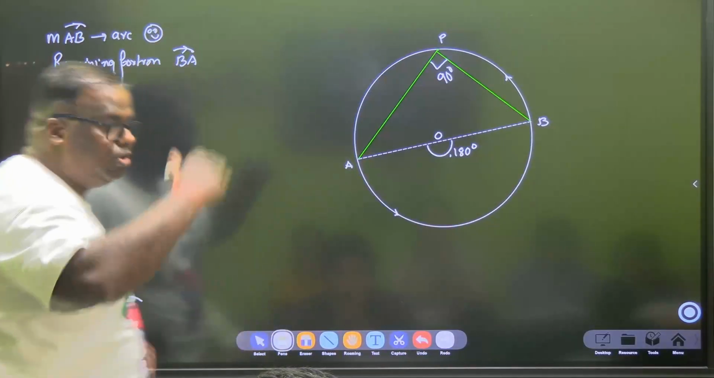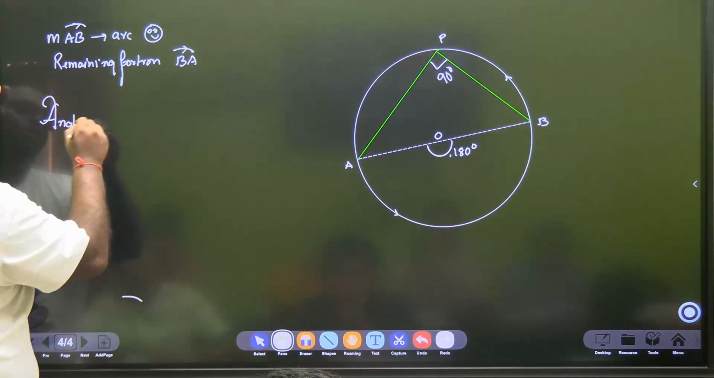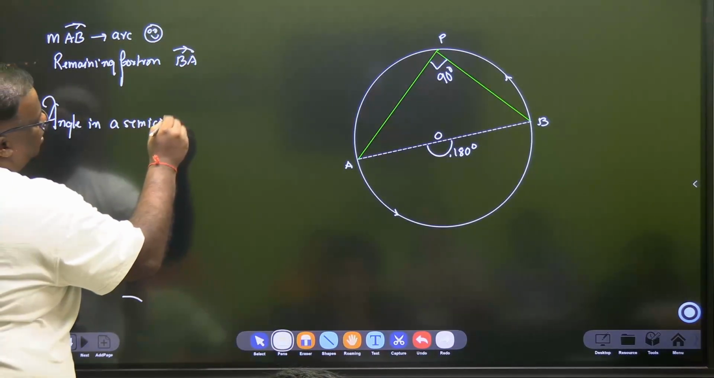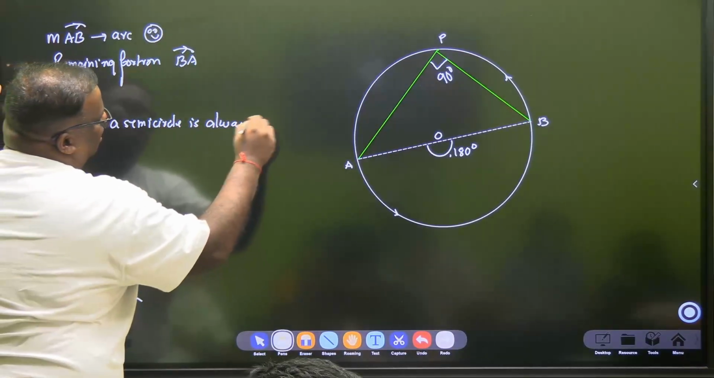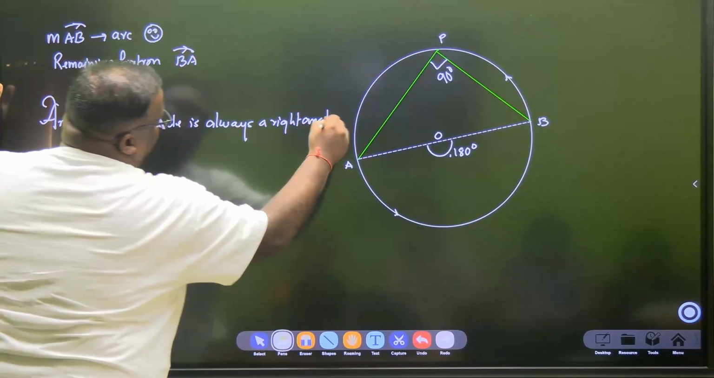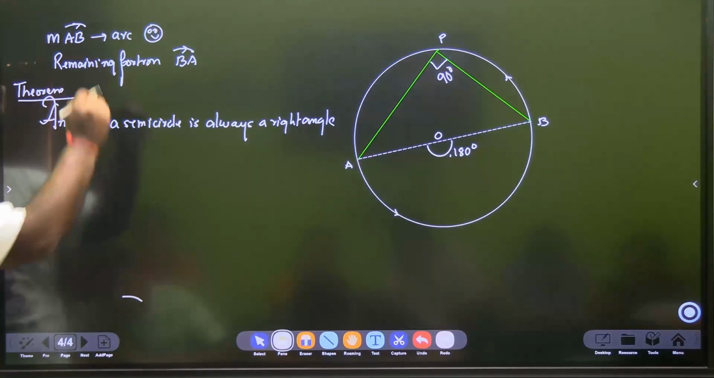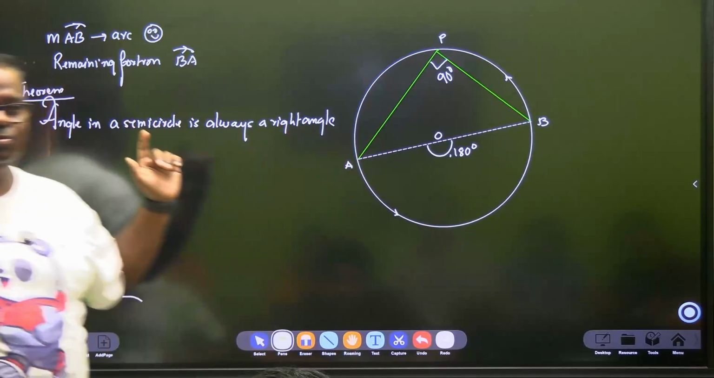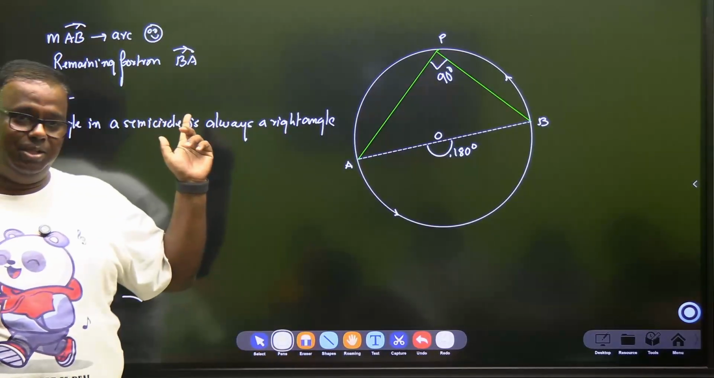This gives birth to your new theorem. It says angle in a semicircle is always a right angle. Angle in a semicircle is always a right angle.